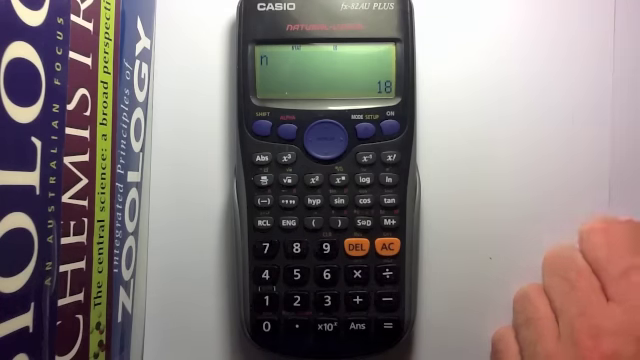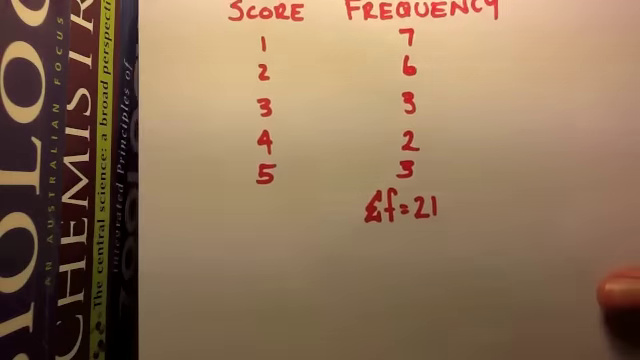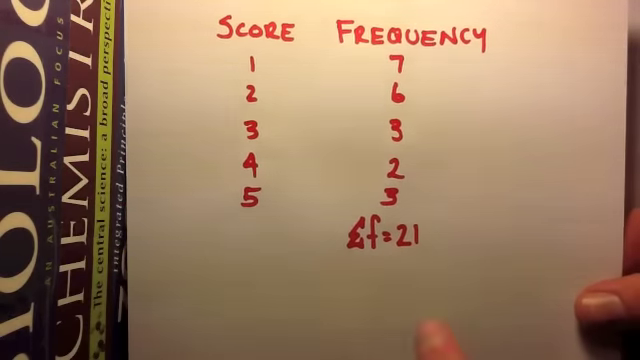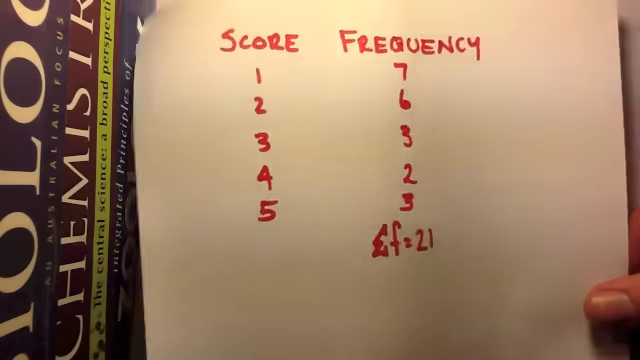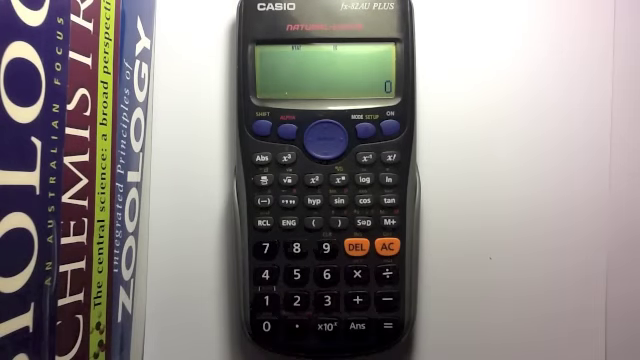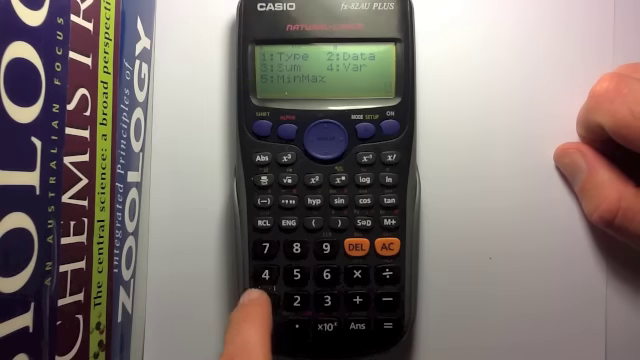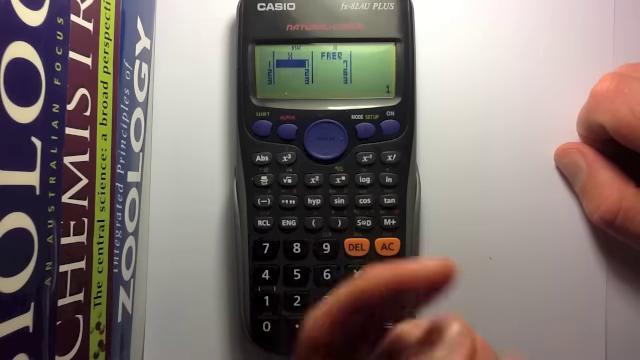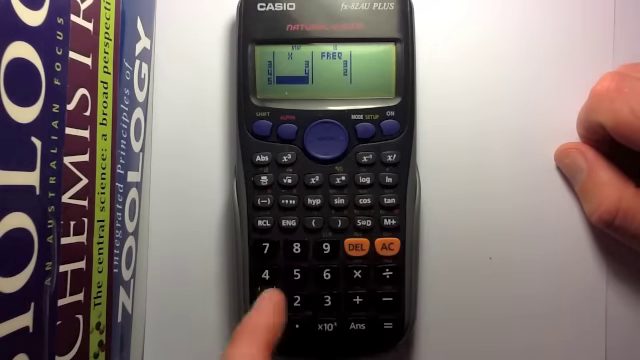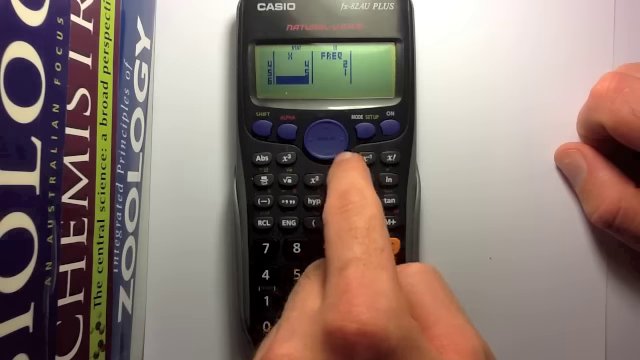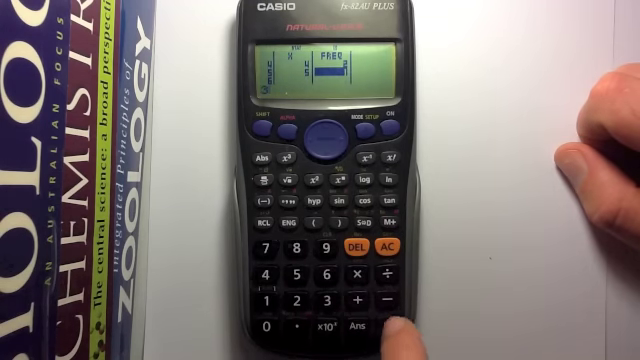Here you can see the calculator says 18, and if we check our table from before, we can see that the sum of our frequencies was 21. So I'm missing some scores. What I need to do is go back and check my data. To do that, I press Shift 1 2. Here my data table is brought up and I use my arrow buttons to go through and see what I've missed. I've missed the score 5, and 5 had a frequency of 3.